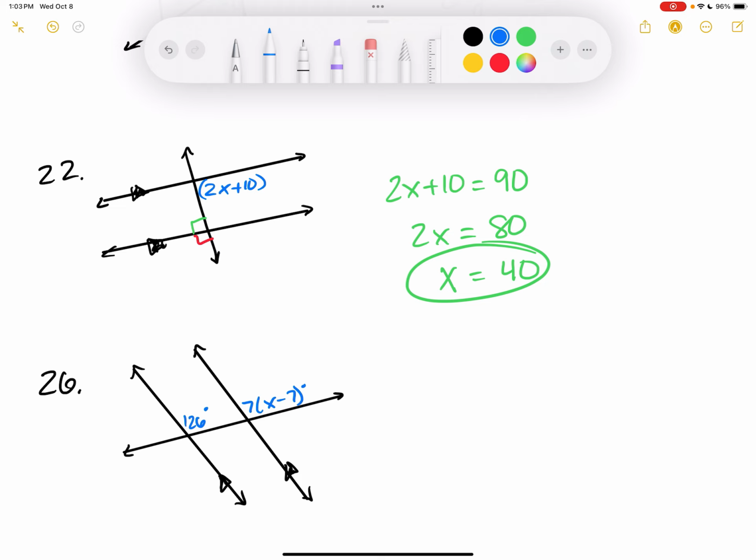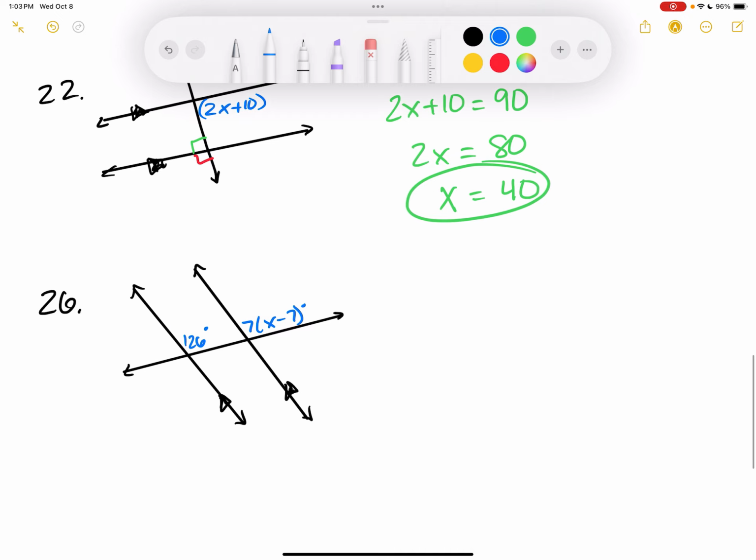So what has to be true about these? They're corresponding angles. So what does that mean? 126 equals 7 times parentheses x minus 6. Yep, so 126 equals 7 times x minus 7. So I would divide by 7 first, because then I don't have to distribute, and I'm ultimately going to have to do it anyways. Does anybody know what 126 divided by 7 is?